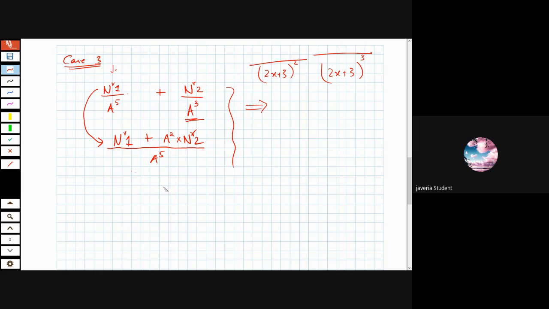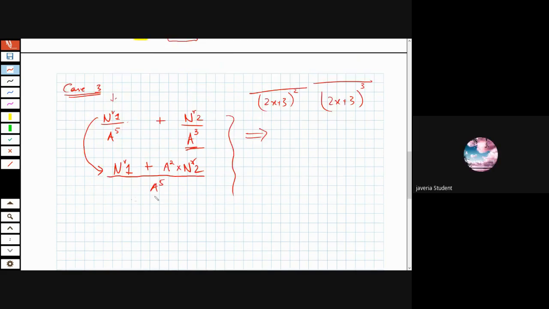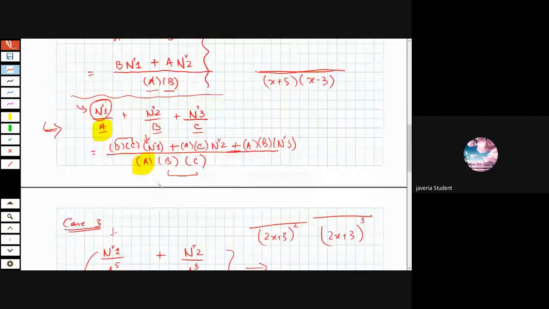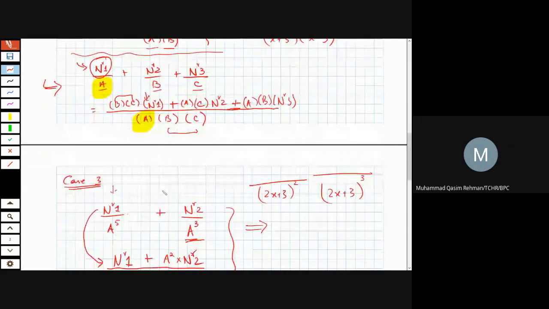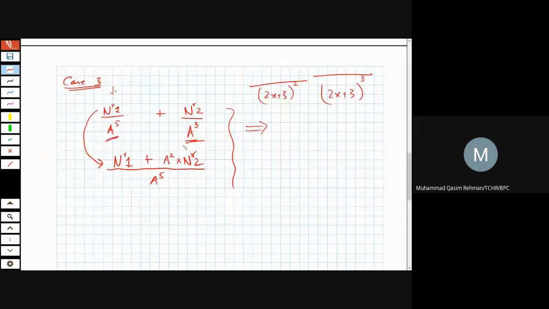Sir, can I say that it is like the multiplication of denominators, something like that? Nope. Or is that quite different from this? But multiplication totally gets different. If you multiply A5 with A3, following the rules of indices, this is actually a to the power 8.